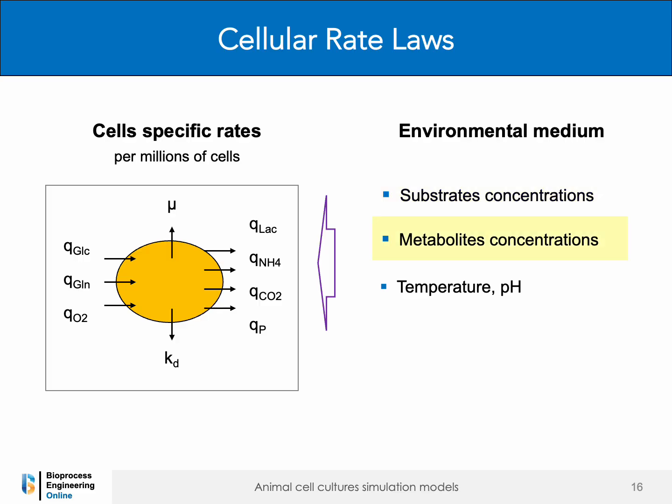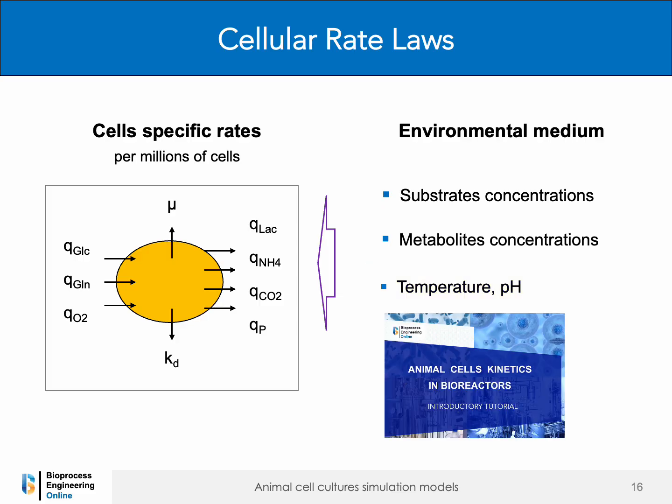The second group consists of metabolic byproducts, particularly lactate and ammonia. As these compounds accumulate, they can inhibit cell growth, reduce cell viability, and decrease protein productivity. Finally, the specific rates are also affected by physicochemical conditions, especially temperature and pH, which influence both cellular activity and metabolic pathways. For a more comprehensive introduction to animal cell culture kinetics, please refer to the tutorial Animal Cell Kinetics in Bioreactors.